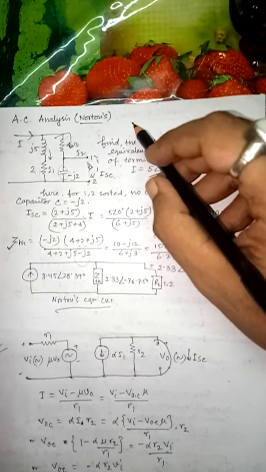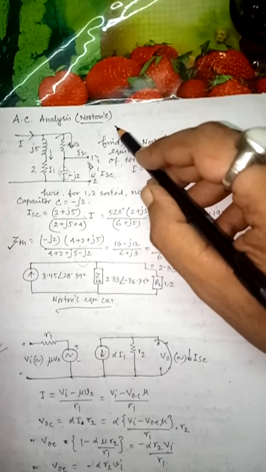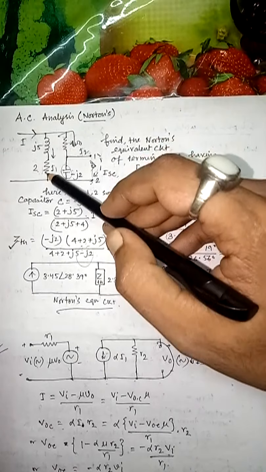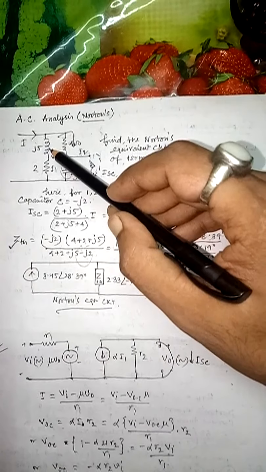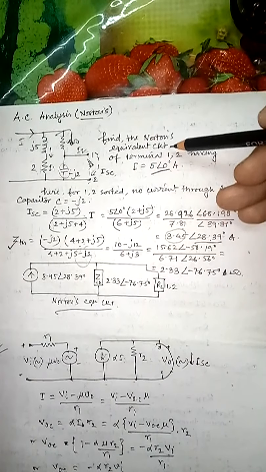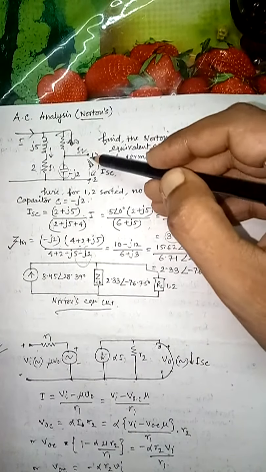Today our objective is using Norton's theorem on AC analysis. Here I have taken one AC circuit. It means R, L, C, all these components are present. So find the Norton's equivalent circuit of the terminal 1, 2.